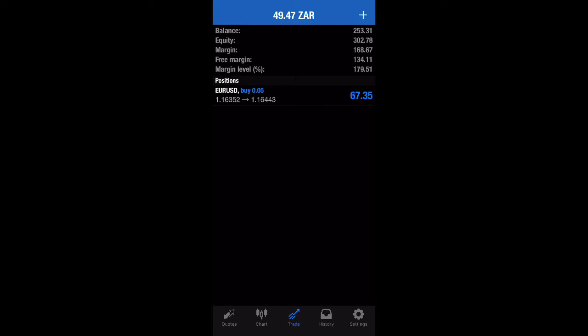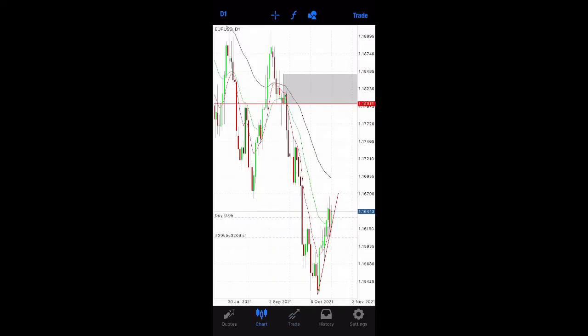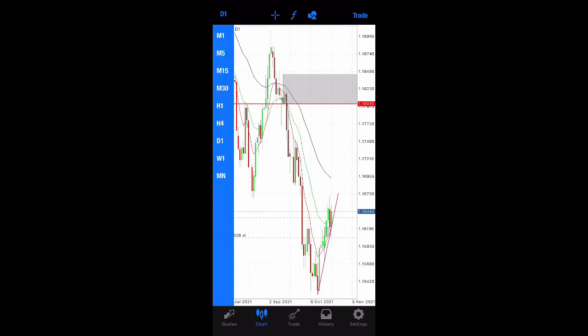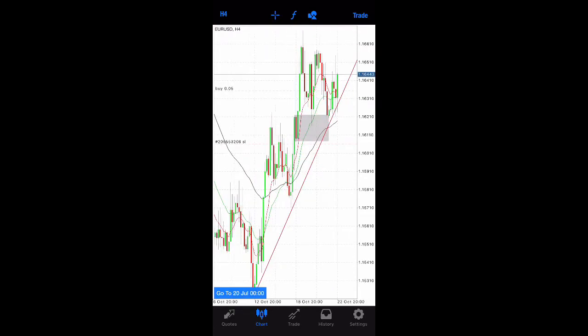So, as I'm making this video, guys, the market is actually closed. As you can see, this is a trade that's open on one of my small accounts. I'm in a Euro USD buy position, and this is how it looks on the chart, and this is how it looks on the 4 hour.